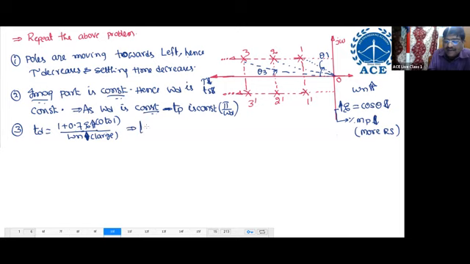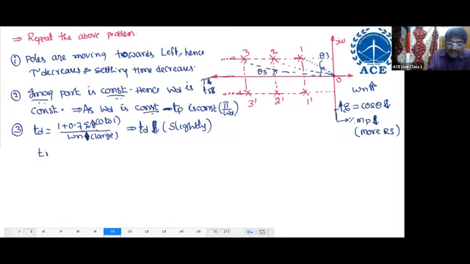TD decreases, but only slightly. It won't decrease by a large amount. Why? Because peak time is the same, so all these changes occur within the duration of the peak time. That's why TD slightly decreases.